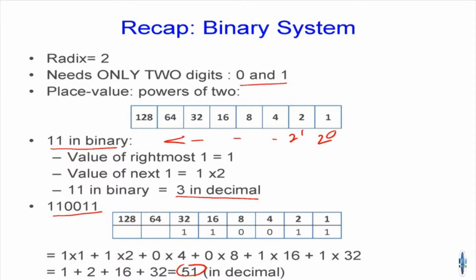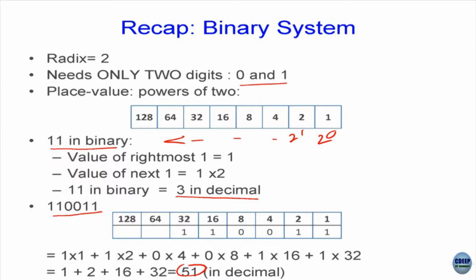So quick recap: in binary, you are invoking a radix of 2, you need only 2 digits, 0 and 1, and the place values correspond to 2 raised to 0, 2 raised to 1 and so on. You have seen how you could look at the binary value and find the corresponding decimal value. So 11, if it's written in binary, would correspond to 3 in decimal, or 110011 is 51. We could also go the other way.